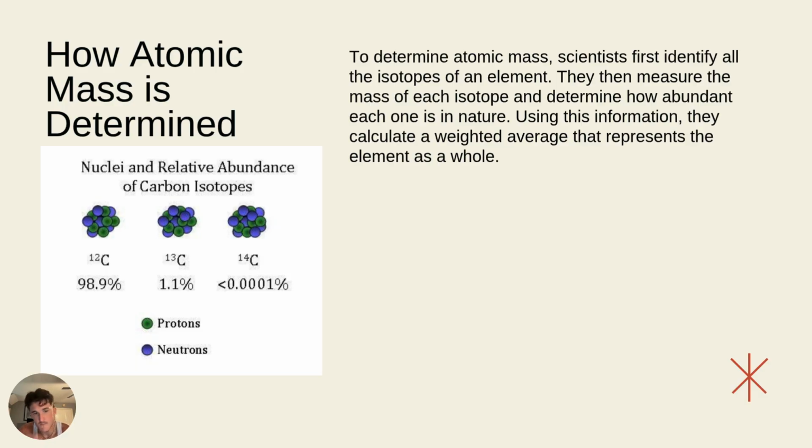So, atomic mass is related to isotopes. There's always going to be more of one and less of another. So it's important to understand that isotopes play a big role in calculating the atomic mass.